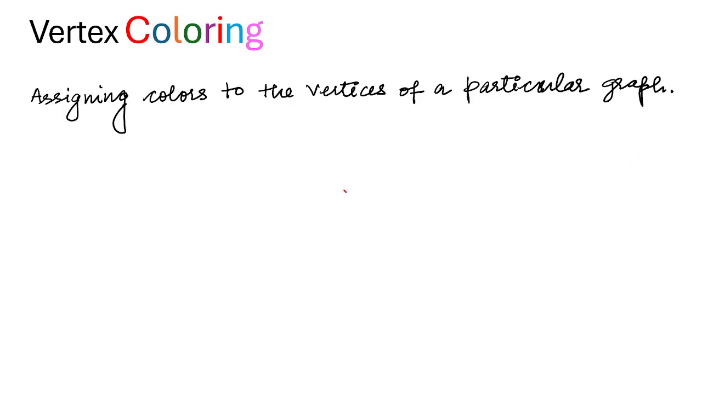Today we'll be learning about vertex coloring. So, what is vertex coloring? Vertex coloring is basically assigning colors to the vertices of a particular graph. So, let's say I have a graph and I give different colors to different vertices. That is what we call vertex coloring.